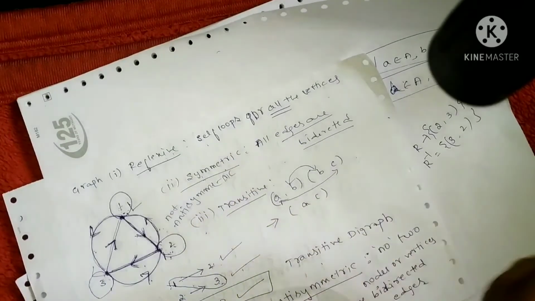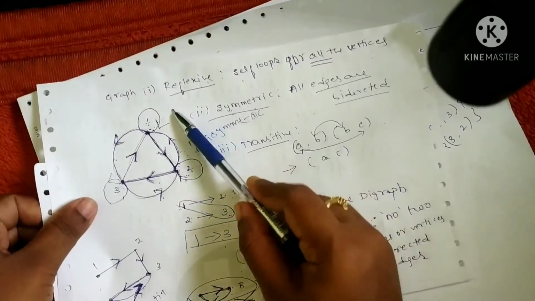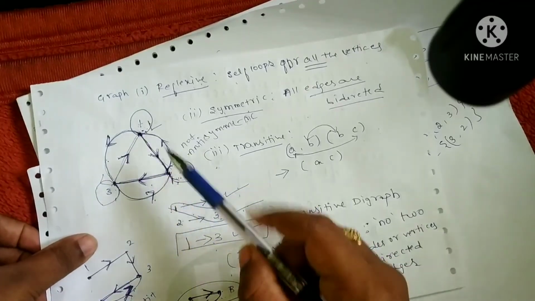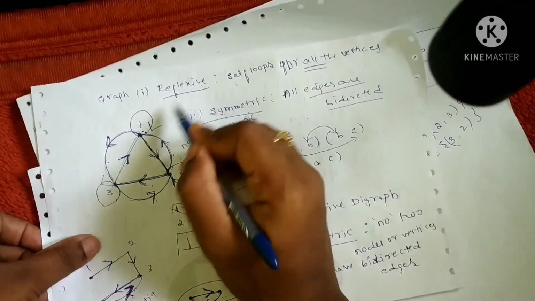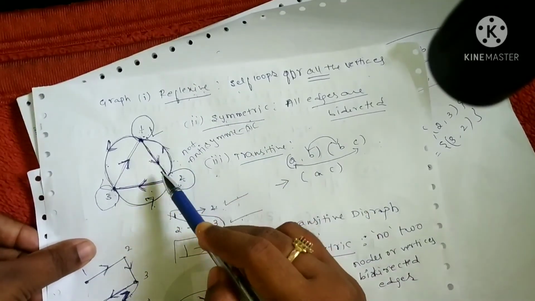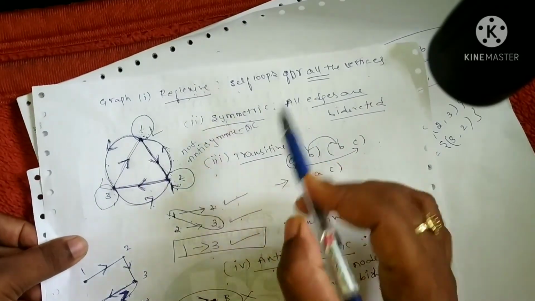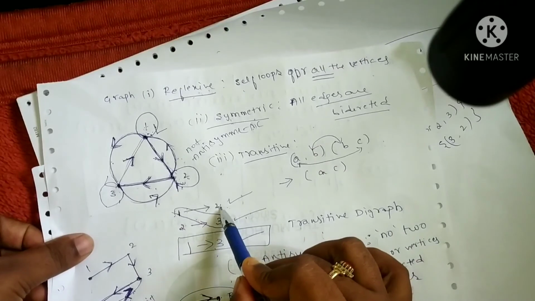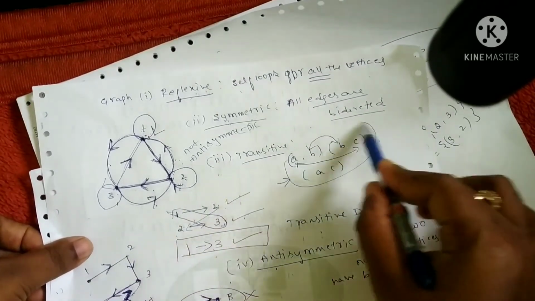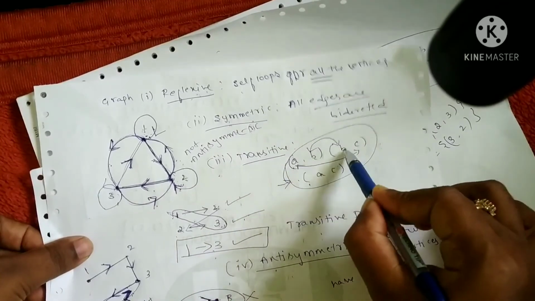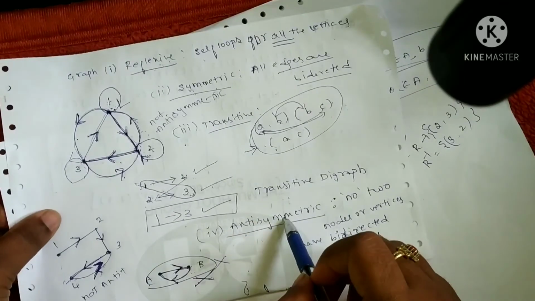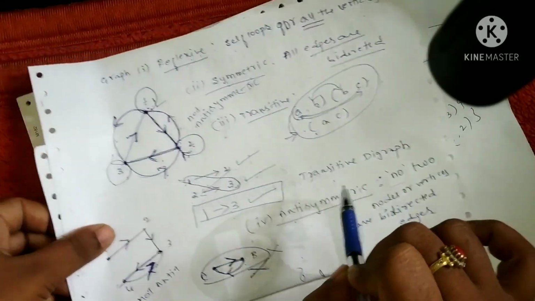So I'll recall all the concepts. A digraph is said to be reflexive if all the vertices have a self-loop. Symmetric, all the edges should be bidirectional. Transitive, if 1 to 2, and the same vertex continued, 2 to 3, then 1 to 3 should be there. Just remember this definition, more than enough. A to B, B to C, then A to C should be there. Then that is transitive. Antisymmetric, if no two edges are bidirected.